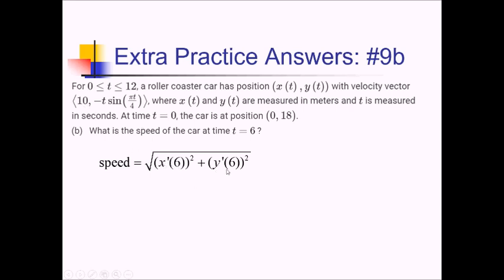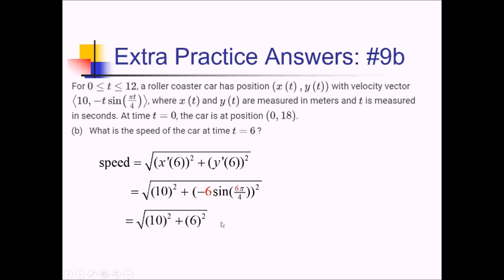For y prime of 6, we're basically plugging 6 into this function right here. So we have the square root of 10 squared plus negative 6 sine of 6 pi over 4, squared. This is actually all constants, so if you put some units on this, you could call this done. But if you wanted to simplify it a little more, we would first clean up this sine expression. This is really sine of 3 pi over 2, which is negative 1, times the negative 6 gives us a positive 6 that we're squaring after all that.